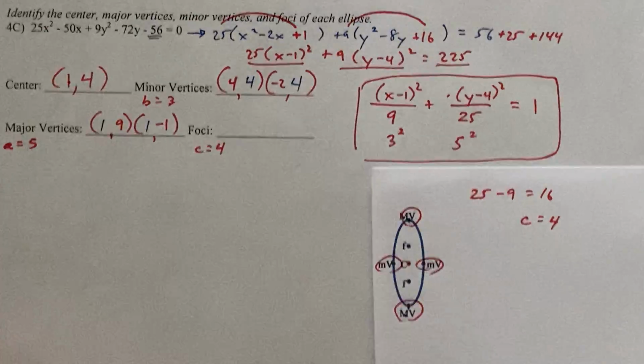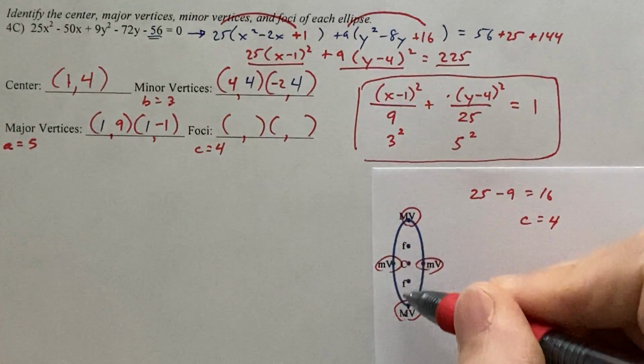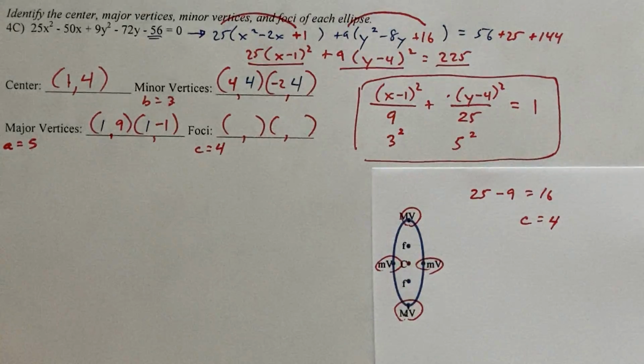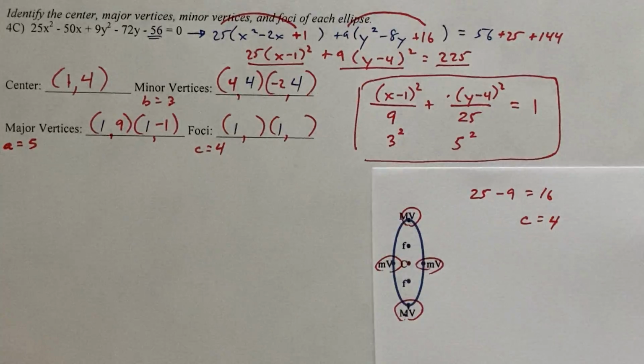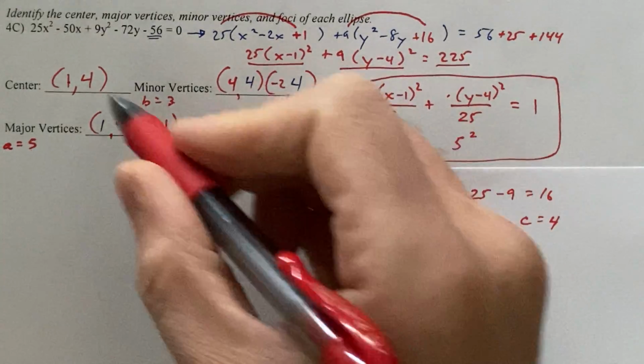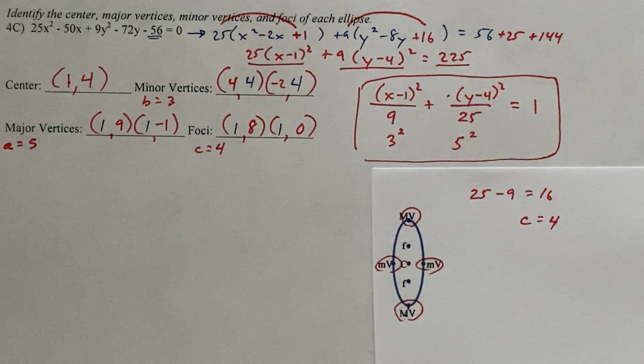Okay. Foci is lined up with the major vertices, so it's going to behave very similar to what I did here. So my x's will stay the same, my y's move up and down, add 4, subtract 4, and I have all the coordinates I need.